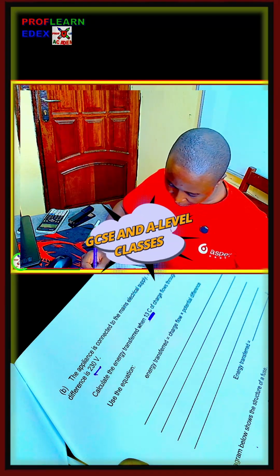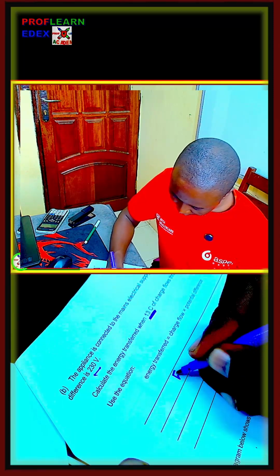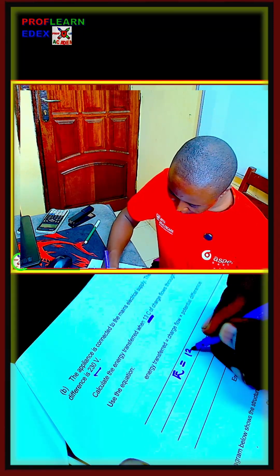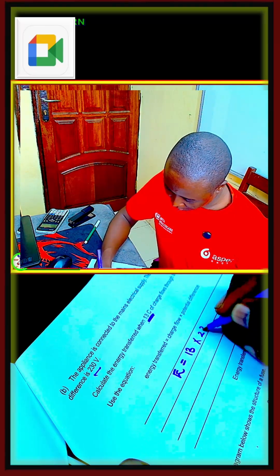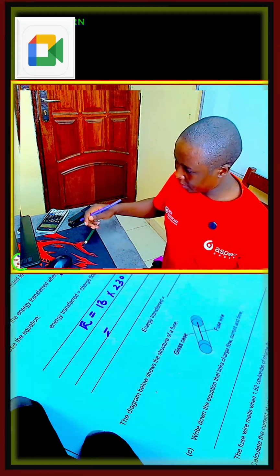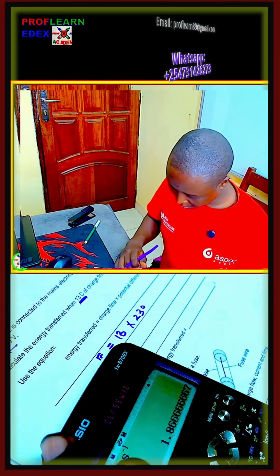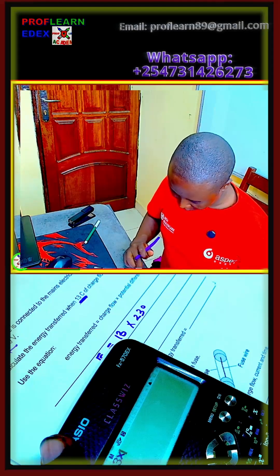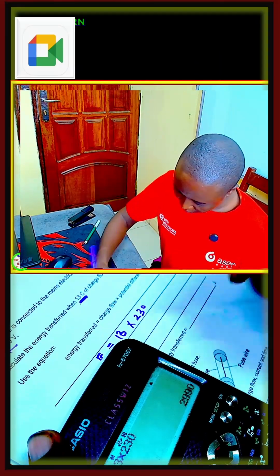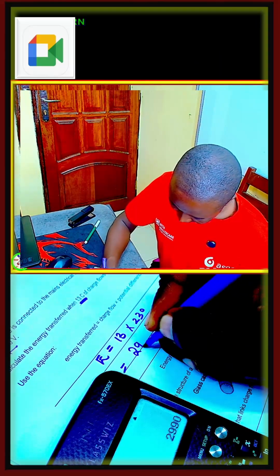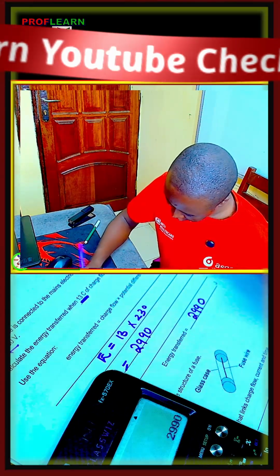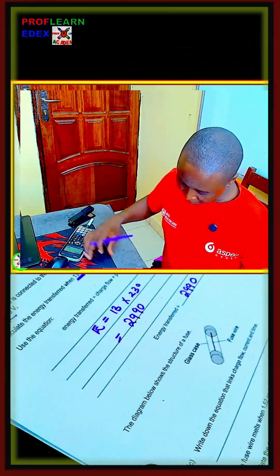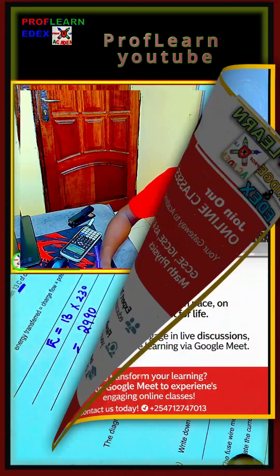Now energy, we're going to work out energy is equal to charge, which is 13, times the potential difference, which is 230. If you work it out, 13 times 230 is going to give us 2990 joules.